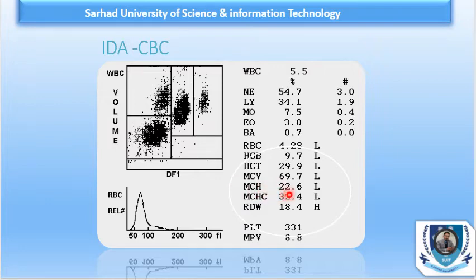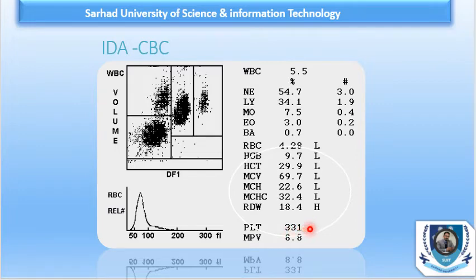MCH is 22.6, and the normal value for MCH is 27 to 32 picograms, so here we also have a deficiency. MCH is also low. So this is microcytic hypochromic anemia. And here we have an RBC count of 4.28. It means that it's also lower than its normal limit. So WBC is normal, and whenever we look at the hemoglobin parameters, this is a microcytic hypochromic anemia.